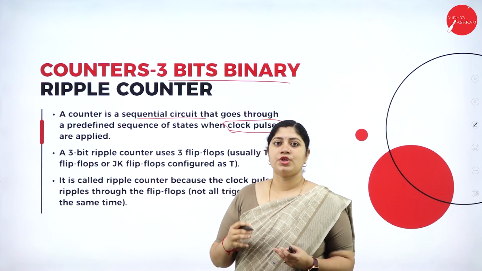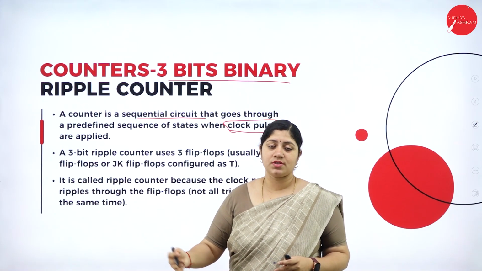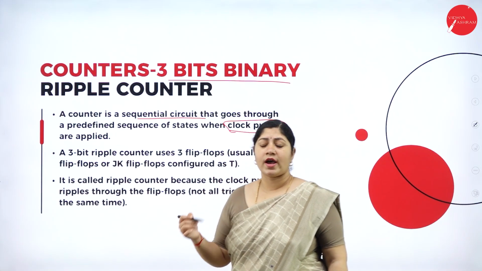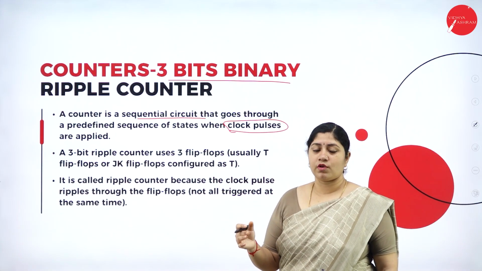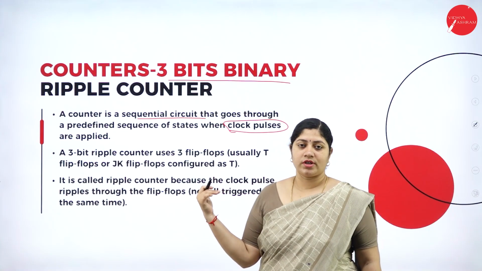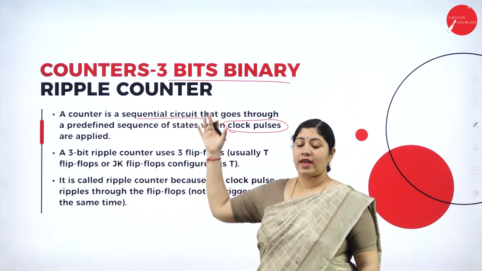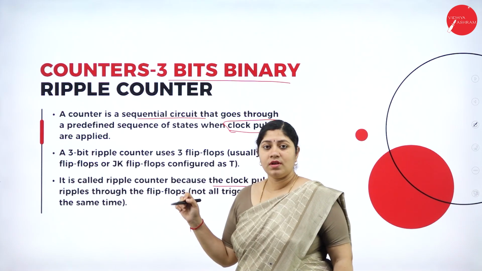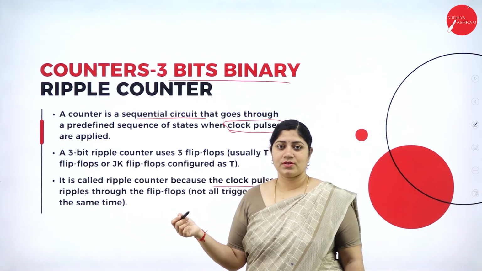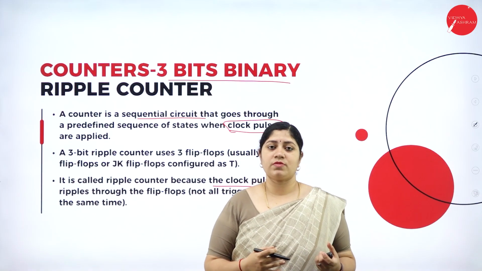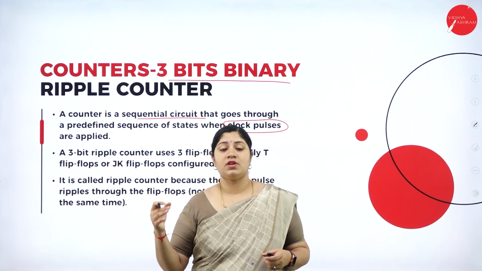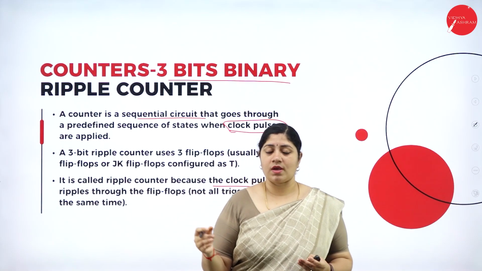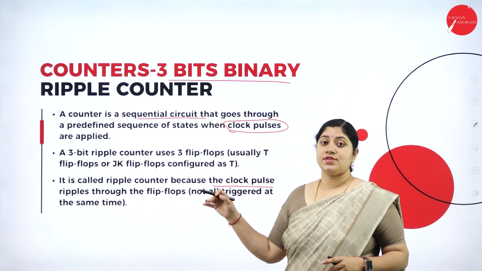3 bits. So here we will be using 3 different stages in order to design a 3-bit ripple counter. We will be using either a T flip-flop or JK flip-flop in order to design a 3-bit counter. And it is also called a ripple counter because the clock pulse ripples through the flip-flops, which are not triggered at the same time. So each and every clock bit will go in a substantial way and it is not triggered at the same time. So that's why it is called a ripple counter.